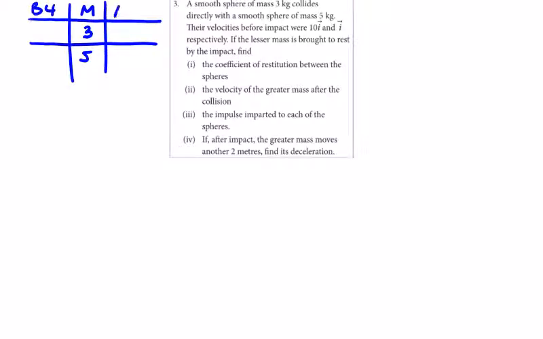In question 3, we have a smooth sphere of mass 3 colliding directly with a smooth sphere of mass 5. So we have our masses of 3 and 5. It's so easy to make a mistake putting the wrong information in, so just take your time. What's going on before and after? We have before velocities of 10i and i. After, the lesser mass is brought to rest. So this is 0, i, this is the lesser, the 3.